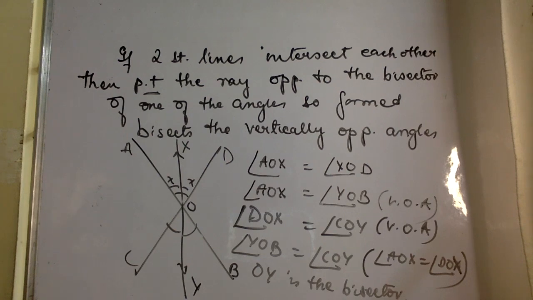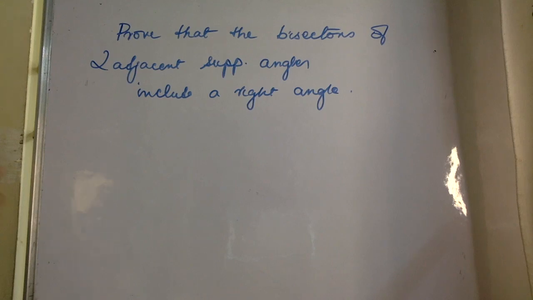OY bisects angle COB. OY is the bisector. OY bisects angle COB, because we could prove this part is equal to this part. Now here is our next question.